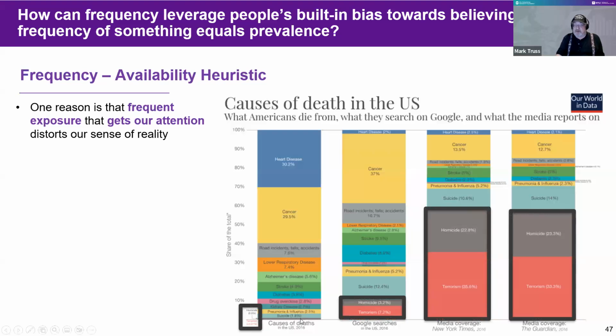But look here. Causes of death in the real world. And if we look at violent causes of death, homicides and terrorism, it's a tiny little sliver of all deaths that happen in the country.